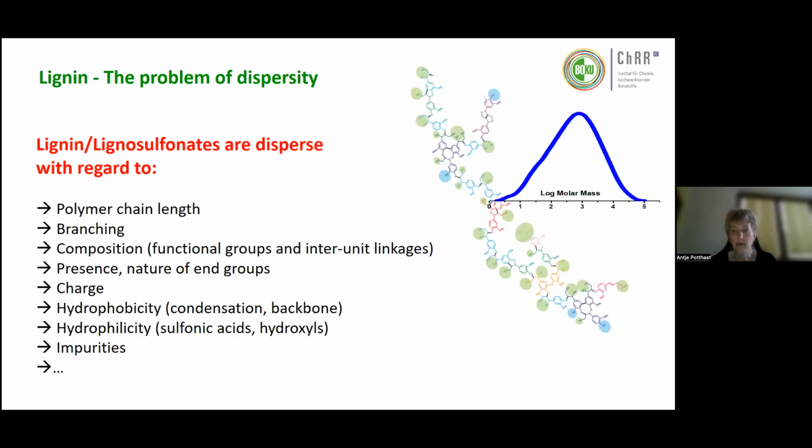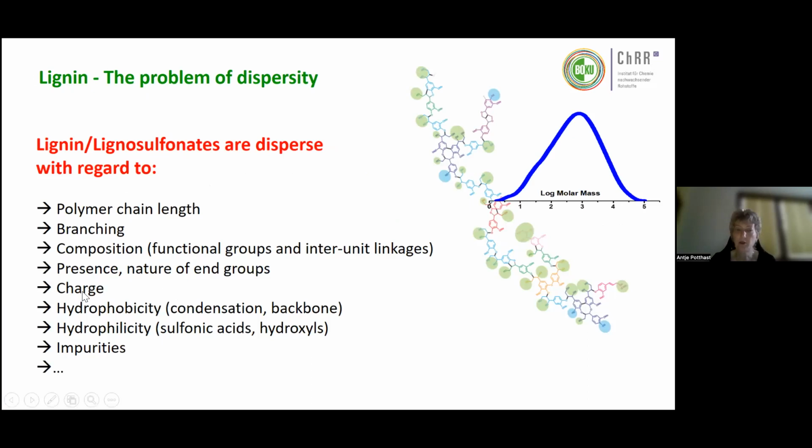So we talked already about this dispersity, and of course we can try to address the compositional dispersity. We can measure the functional groups. So far, we do that in an offline mode, but maybe in the future, we find ways to do that online.